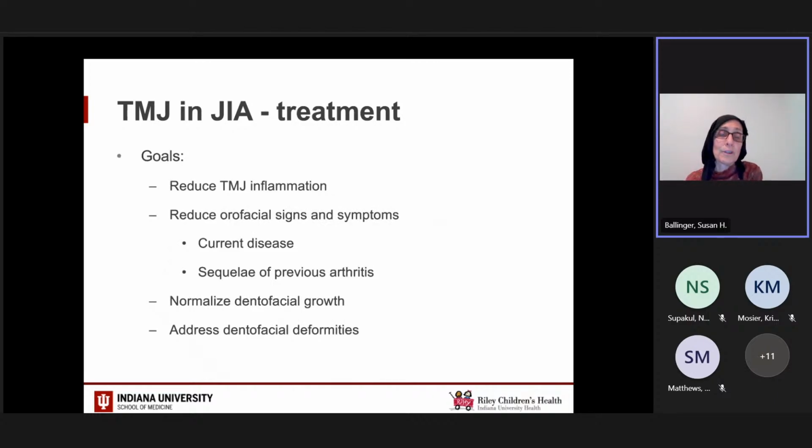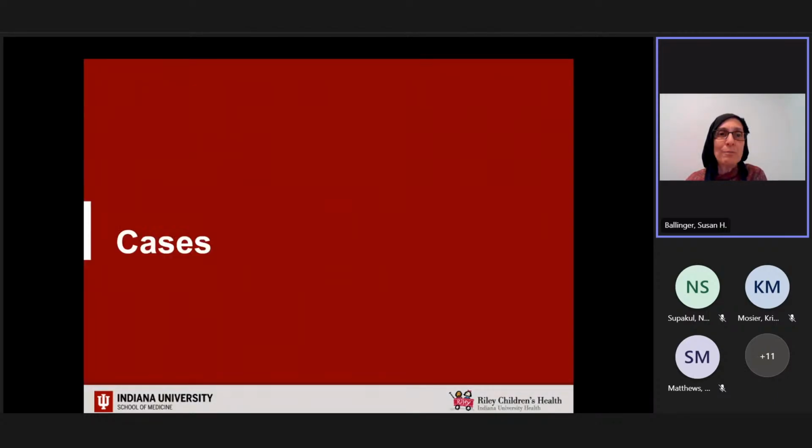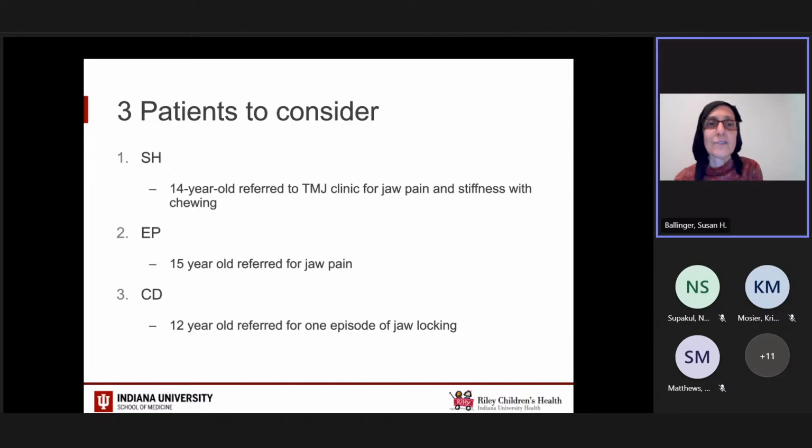So how do we treat arthritis? Well, we want to decrease inflammation. We want to reduce the orofacial signs and symptoms. We want to treat the current disease and prevent sequelae of future disease, and also treat the sequelae of the previous arthritis. We want to normalize dentofacial growth, especially in the child who's still growing, and we want to address the deformities. Dr. Matthews has already gone through all this, so I'm going to just pass by this and then get back to the cases and finish up and hand this over to Dr. Mosier. So remember, we had the 3 patients.